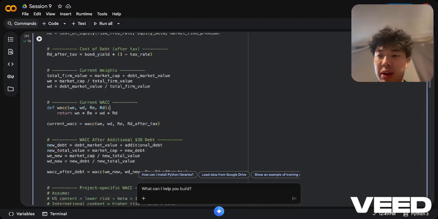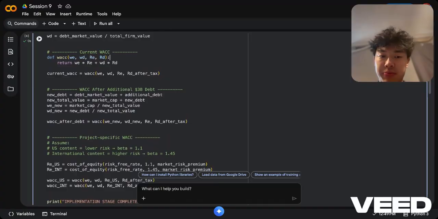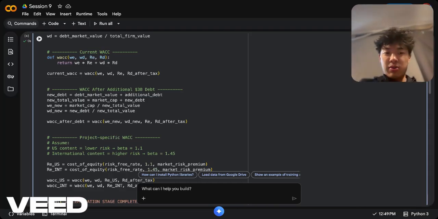Next, I implemented the scenario where Netflix raises an additional $3 billion in debt, and that increases the debt weight from about 6% to a little over 7%. Because debt is cheaper than equity, the WACC dips down a little bit, to 11.33%. The drop is small, but the key idea is that the debt is pulling WACC down despite the added financial risk.